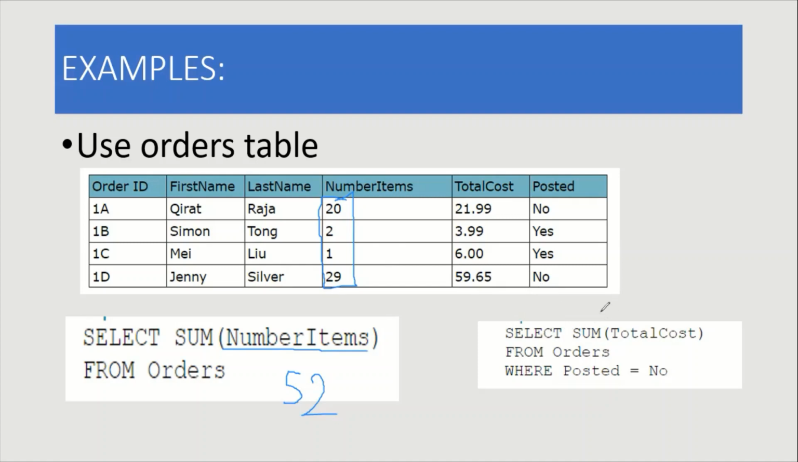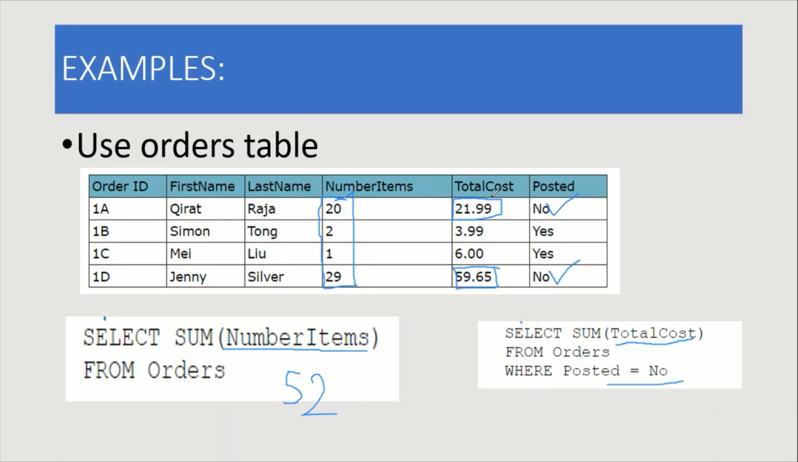So in another question here, we are summing up the total cost, but we have to take into consideration the posted to be no. So I have no posted at this point and no posted at this point. So I'll just be only adding these two total costs. Only those two total costs are the ones that you have to add. So just do your math and see what will be the answer.